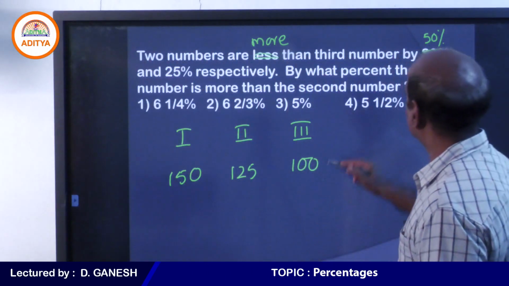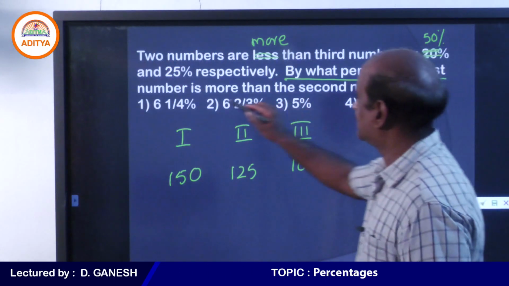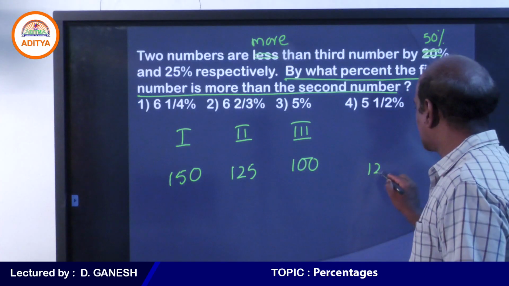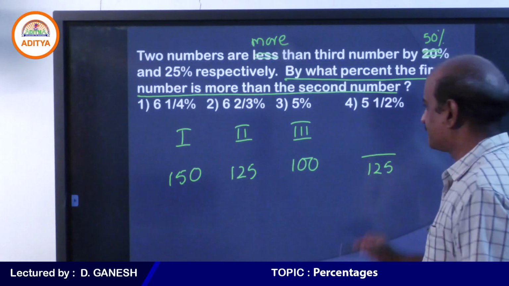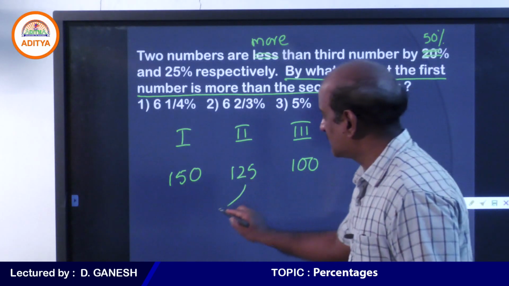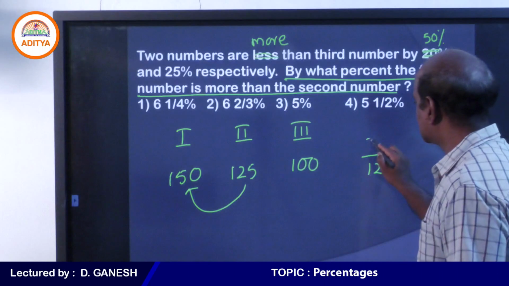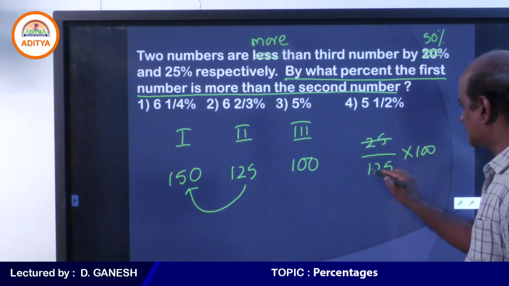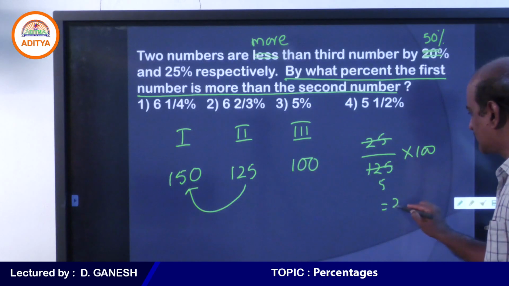Now, the question is, by what percent the first number is more than the second number? We need to compare with the second number, which is 125. So, when comparing with 125, let us see how much the first number is more. 25 more. 25 cancels for 5 times. 100 by 5, 20%.